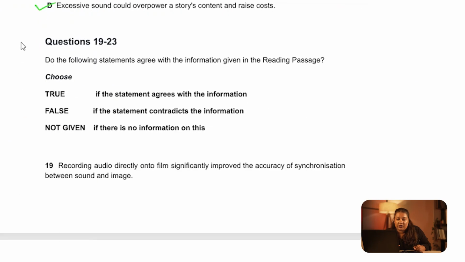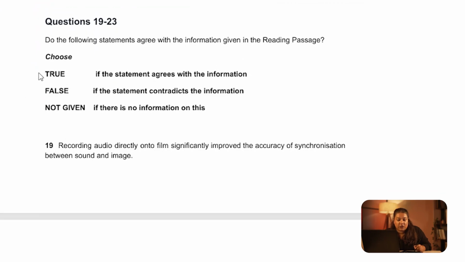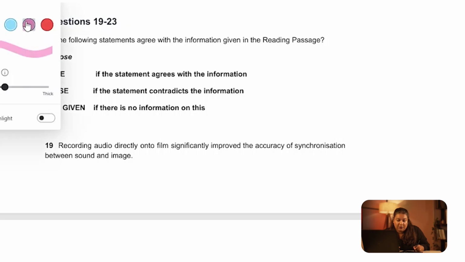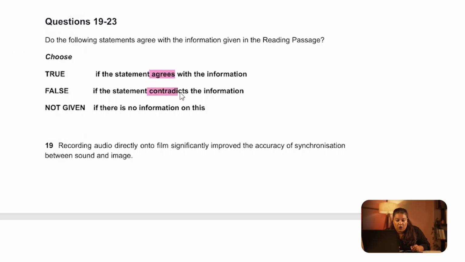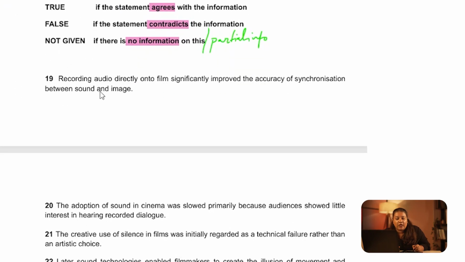Alright. Now moving to questions 19 to 23, last set of questions for passage 2. Again, we have true, false, not given questions. So this is something that we are aware of, where we'll have to write true, where we'll have to write false, and we'll have to write not given if there's no information or if there is partial information. Always remember this. Question number 19. Recording audio directly onto film significantly improved the accuracy of synchronization between sound and image. So we'll take the keywords here. Recording directly onto film, improve the accuracy, sound and image.